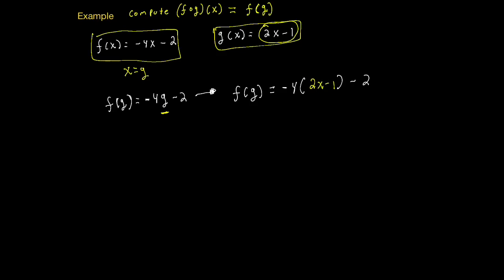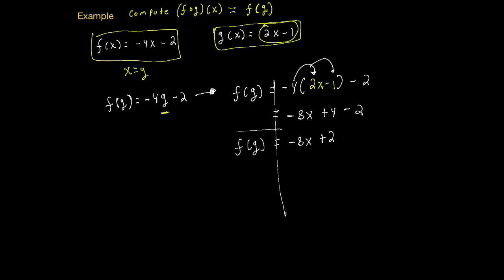And now we can simplify it by first distributing that negative 4. So negative 4 times 2x is negative 8x. Negative 4 times negative 1 is positive 4. And we have that negative 2 at the end. We combine like terms. So our like terms are going to be the constants. So positive 4 minus 2 gives us positive 2. So f of g is negative 8x plus 2.